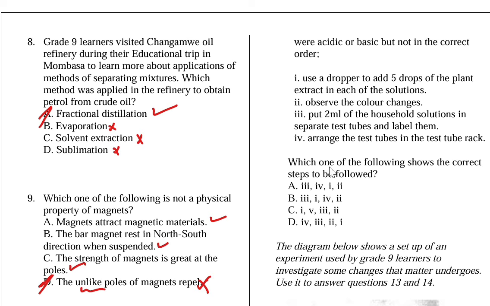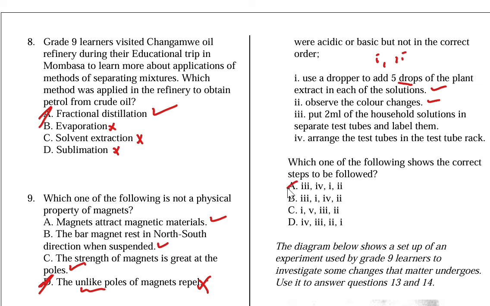So to get this, you can also look at the last 2 steps. You know that when you want to observe, you use a dropper, you add 5 drops of the plant extract, and then you observe the color change. So you can use the last 2 steps. So we end with Roman 1 and Roman 2. So we come to the options, which one ends with Roman 1 and Roman 2? We can see the answer is A.